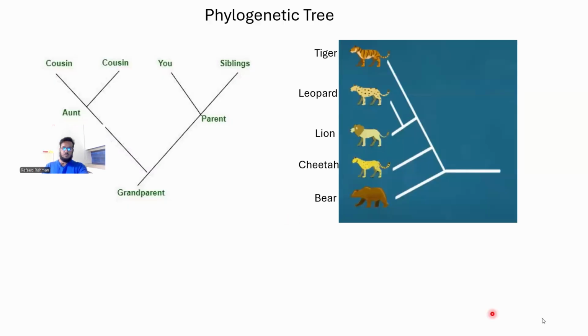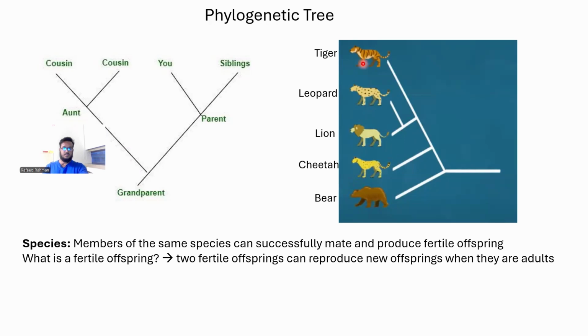So another thing I want to talk about is what is a species? Because I'm saying that these species are currently here and they are leaves of the tree. So species, basically, this is the fundamental definition. Members of the same species can successfully mate and can produce fertile offspring, right?